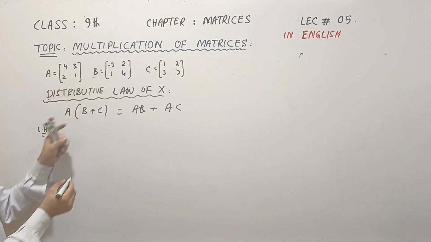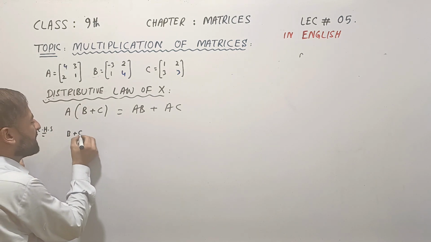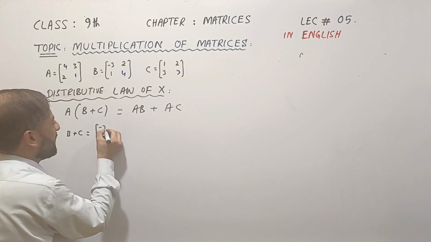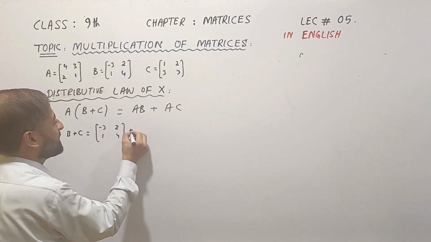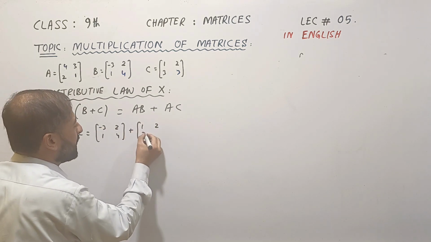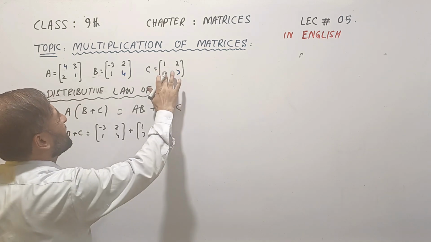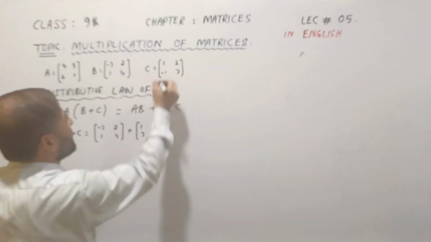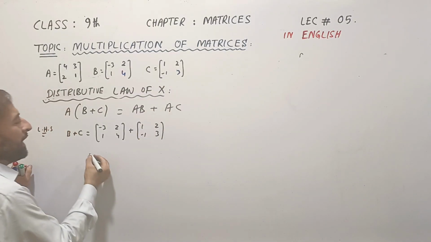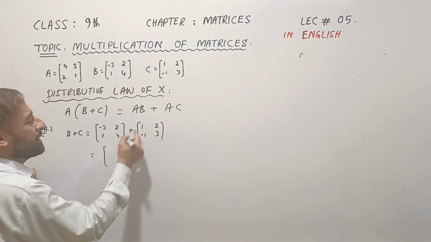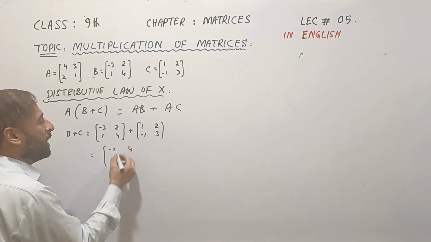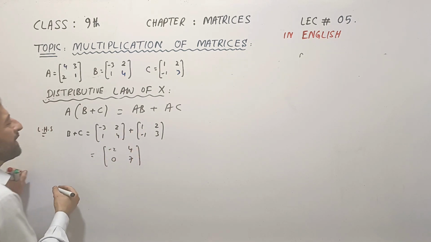So first you calculate the left hand side. For that you must add B and C. Minus 3, 2, 1, 4, B and C; 1, 2, 3, 3. Let's change it. Let's make it minus 1. Minus 1 plus 3. Add them, students. You get minus 2, 4, 0, 7. This is B plus C.